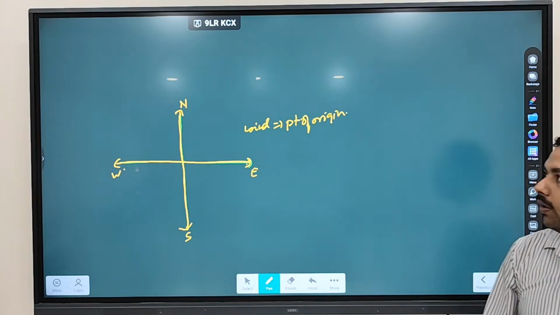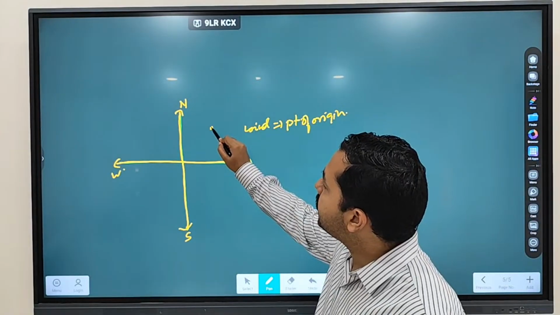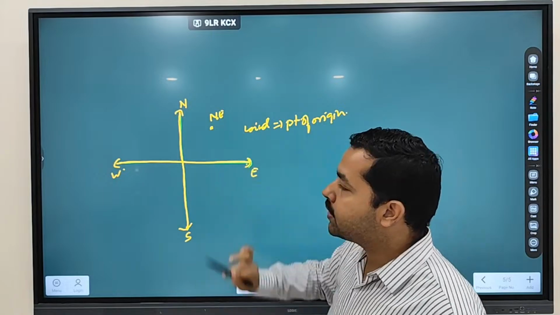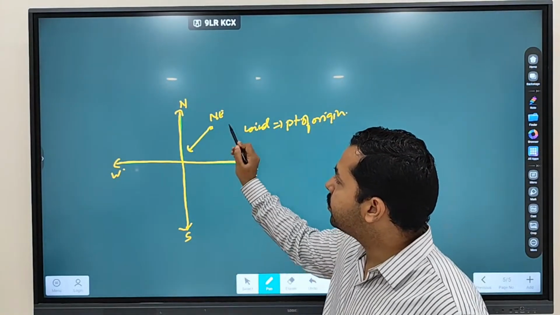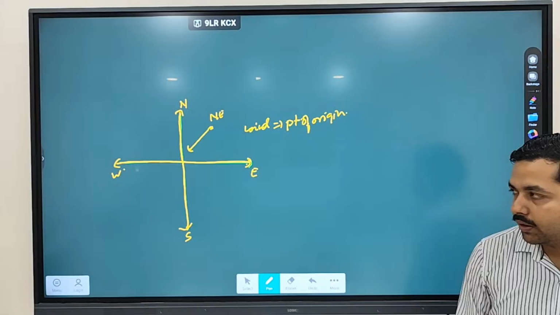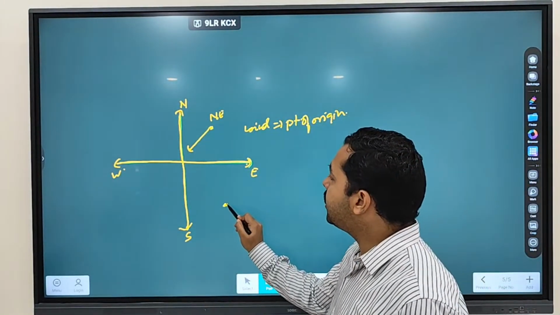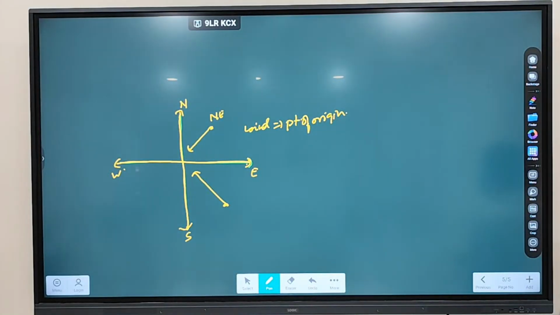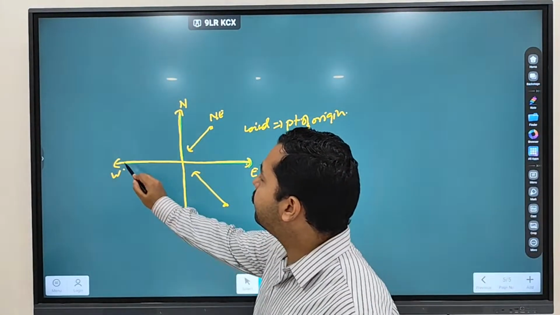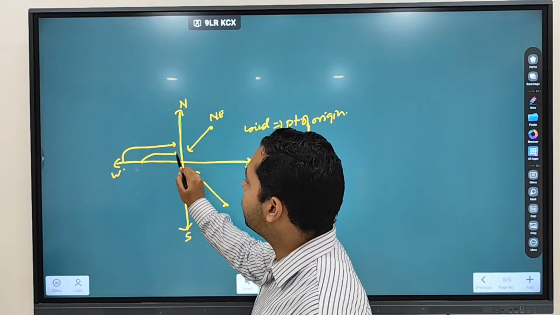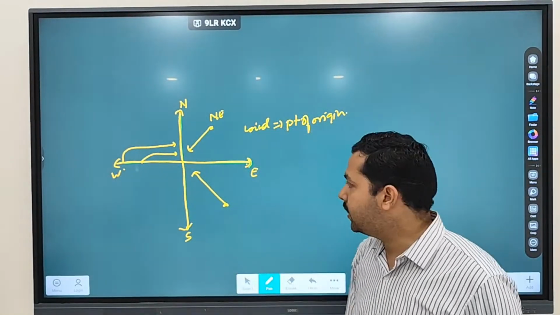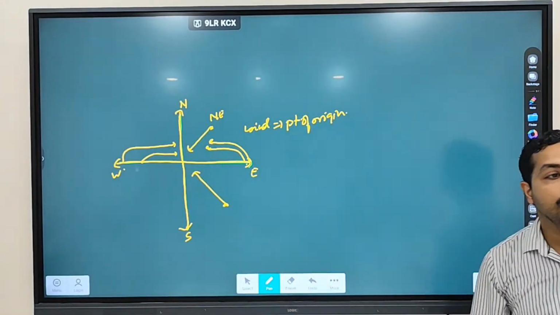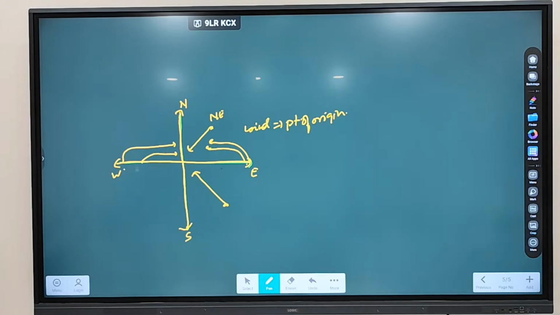So if wind is originating from this region, which direction is it? Northeast. If wind is moving like this, it is called the northeast trade wind. If the wind is originating over here and moving in this direction, it is called the southeast trade wind. If the wind is originating and moving from here, it is called westerlies. If it is moving from here, it is called easterlies. So this is how we name the wind.